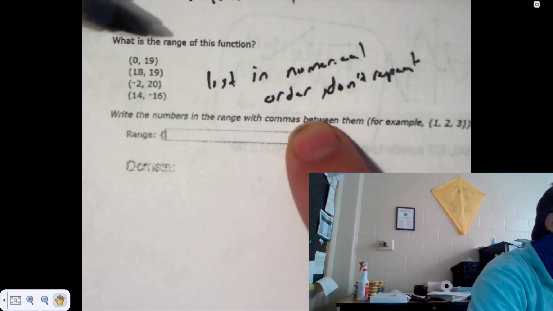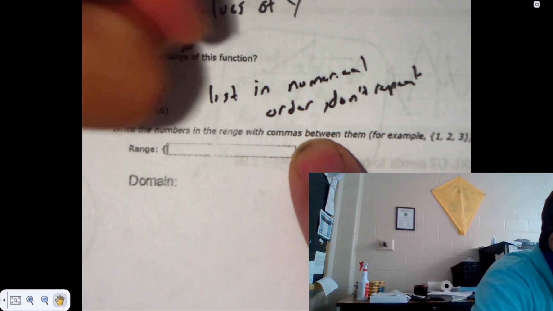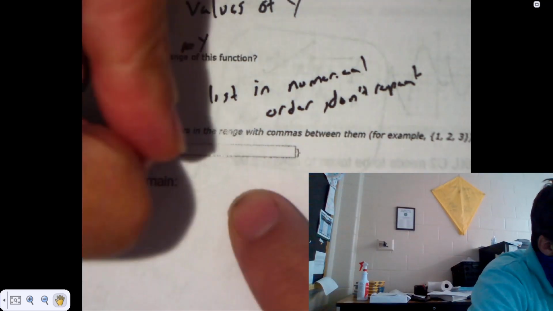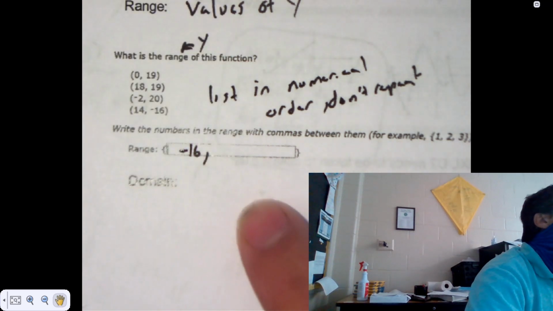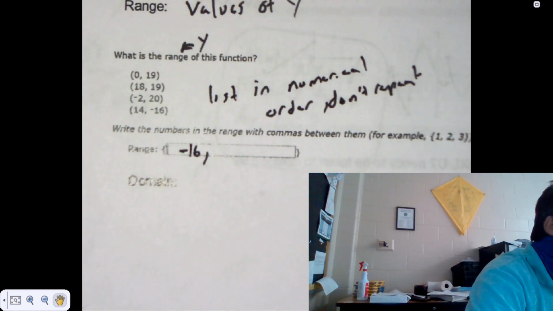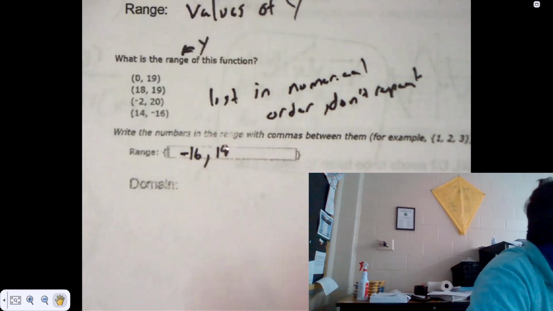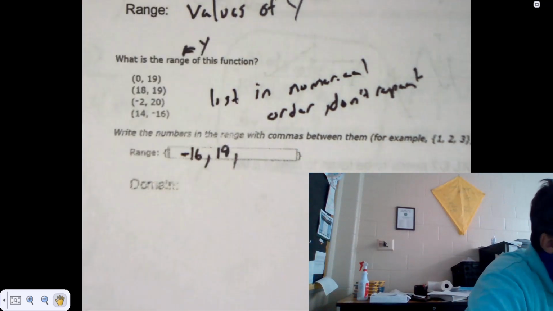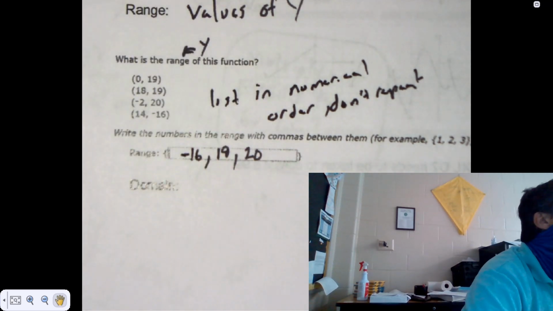So we're talking about range. Range is Y. What's our smallest Y value? Negative 16. What's the next Y value? 19. Do you need to say it twice? No, there's no point in saying it twice. And the next value? It's 20. So that's how you answer a question like that.